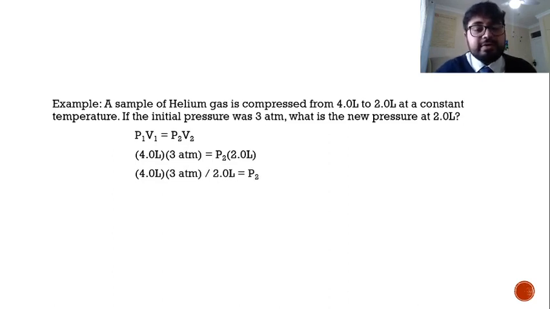So we divide by 2 liters on both sides, and P2 equals 6 atmospheres. Now we know our answer can be correct because our volume decreased, and by Boyle's law, since it's an inverse proportionality, our pressure had to have increased. So that is Boyle's law.